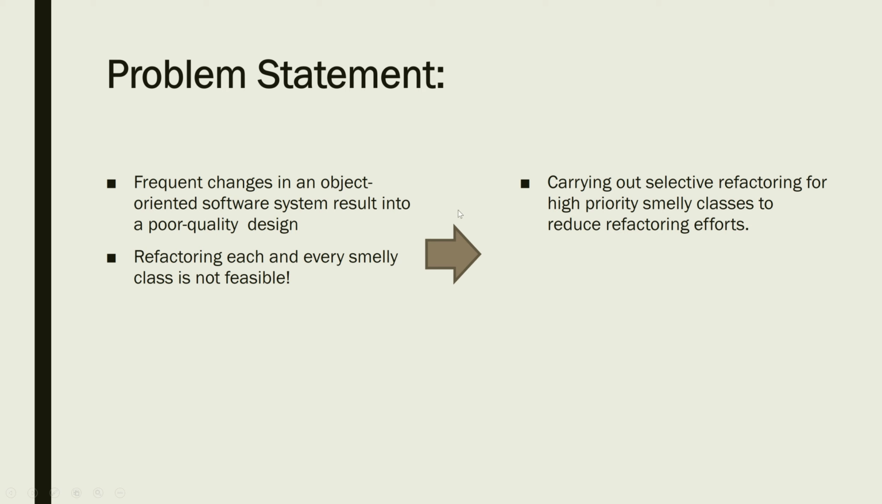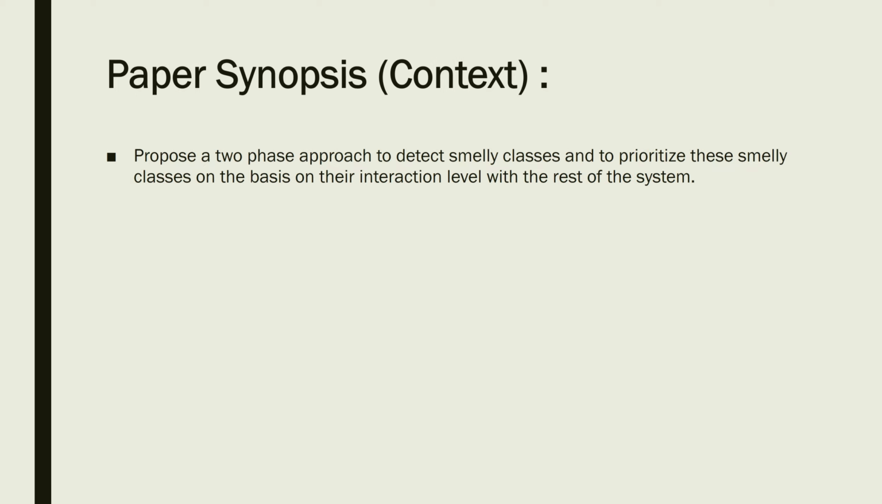So the proposed scheme aims to save time and cost of refactoring by carrying out selective refactoring for high priority smelly classes to reduce refactoring efforts. The basic idea of this paper is to propose a two-phase approach to detect the smelly classes and to prioritize these smelly classes based on their interaction level with the rest of the system.